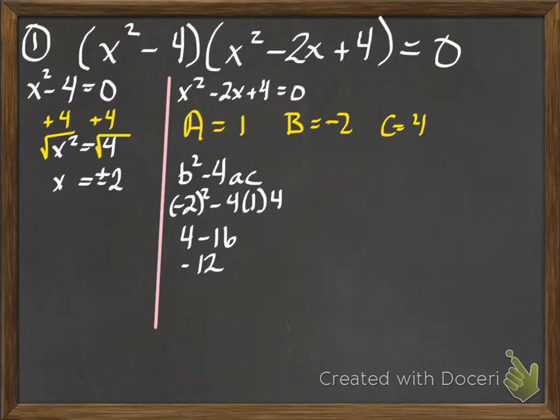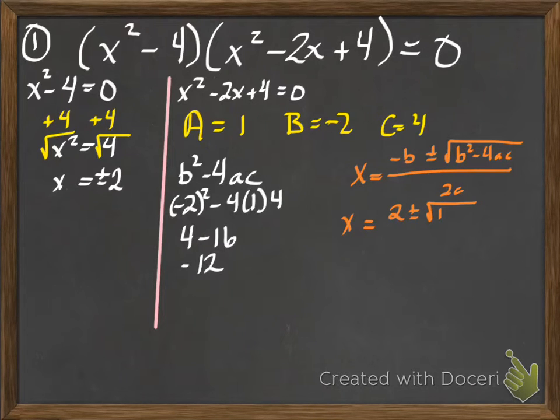So now I'm going to use the quadratic formula. x equals -b plus or minus the square root of b squared minus 4ac, all over 2a. So -b is the opposite of b. So what would be the opposite of b in this case? Positive 2. Plus or minus the square root of -12, divided by 2 times a, so 2 times 1.